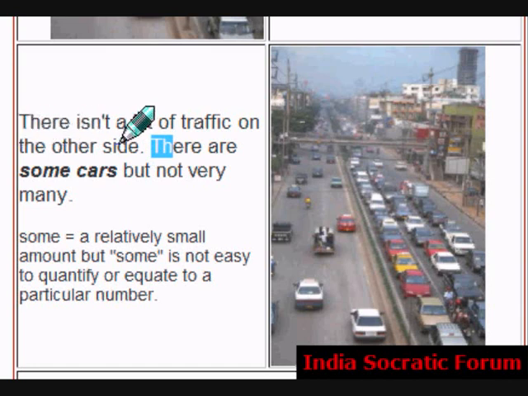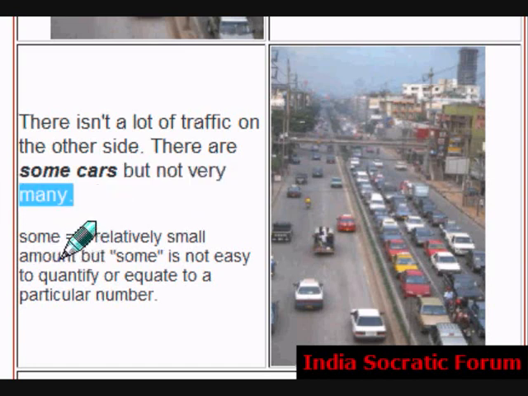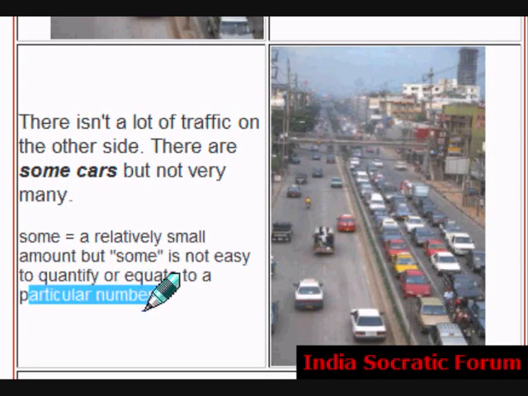Look how we are using it. There isn't a lot of traffic on the other side. There are some cars, but not very many. Repeat it. There are some cars, but not very many. Some is a relatively small amount, but some is not easy to quantify or equate to a particular number. That is, you cannot say some means 3 or 4 or 5. Okay, it is a relatively smaller number. Relatively means smaller, less than this.